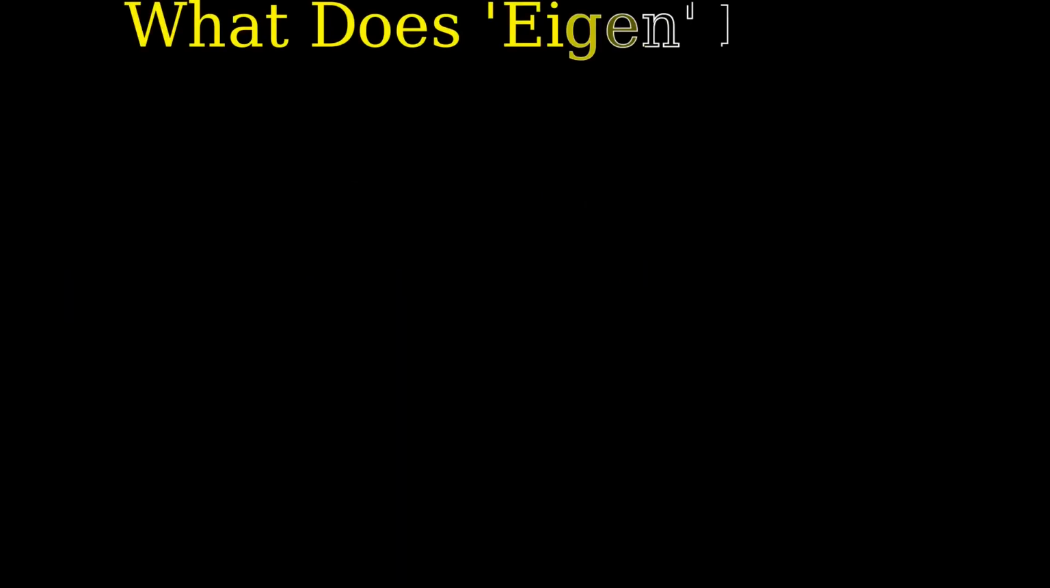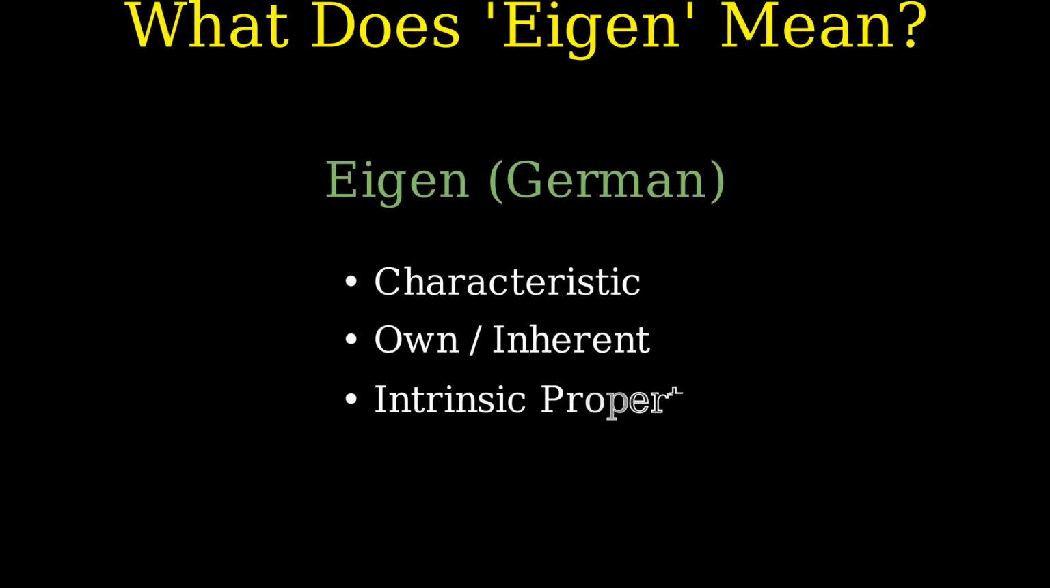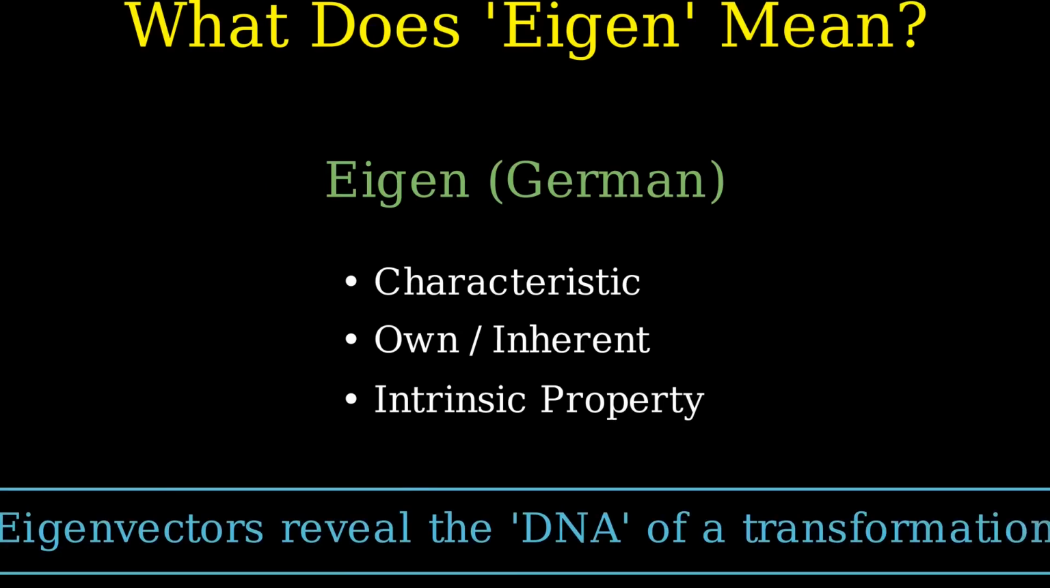Let's start with a fundamental question. What does the word eigen actually mean? The word eigen comes from German, meaning characteristic, own, or inherent.